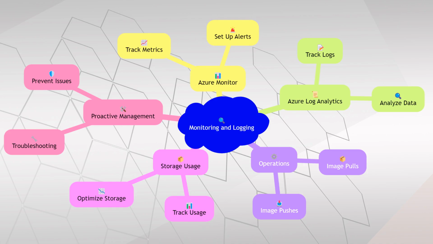Monitoring and logging are crucial for maintaining the health and performance of your ACR. Azure Monitor and Azure Log Analytics can be used to track metrics and logs related to your registry. You can monitor image pull and push operations, track storage usage, and set up alerts for critical events. This helps in proactive management and troubleshooting of your container registry.